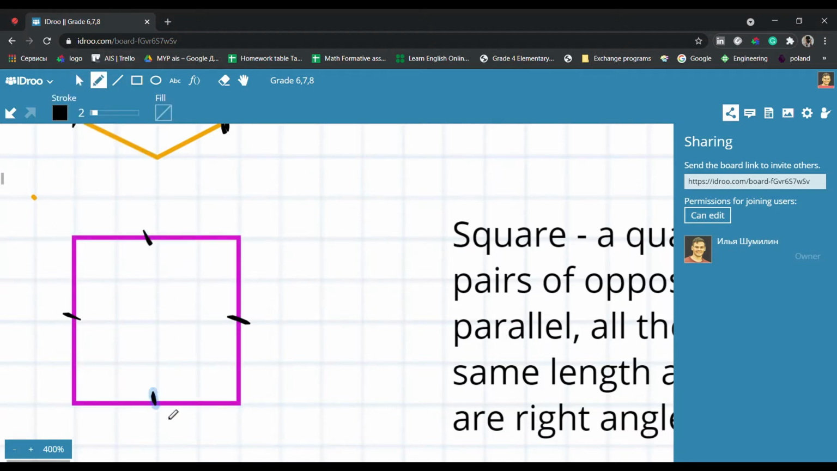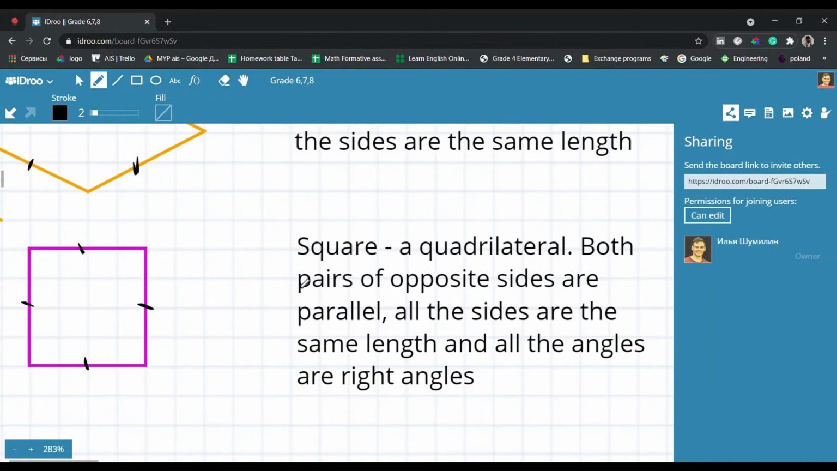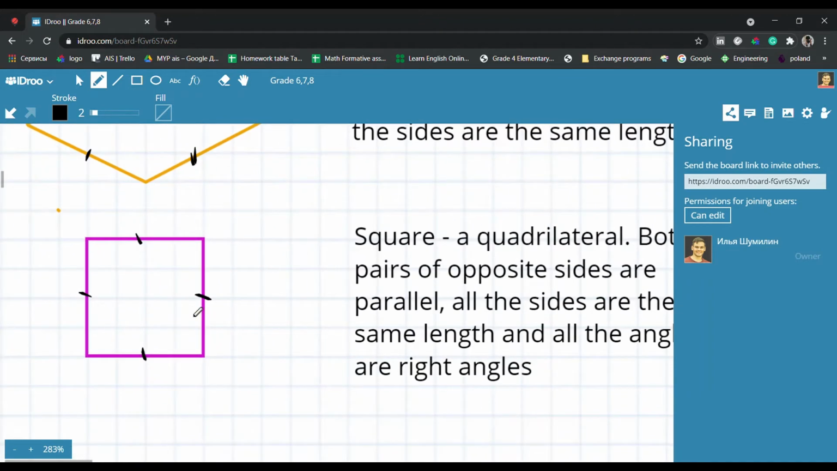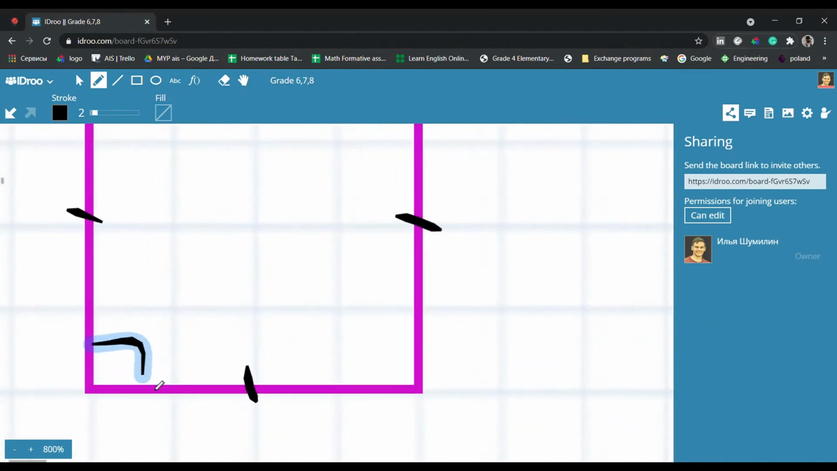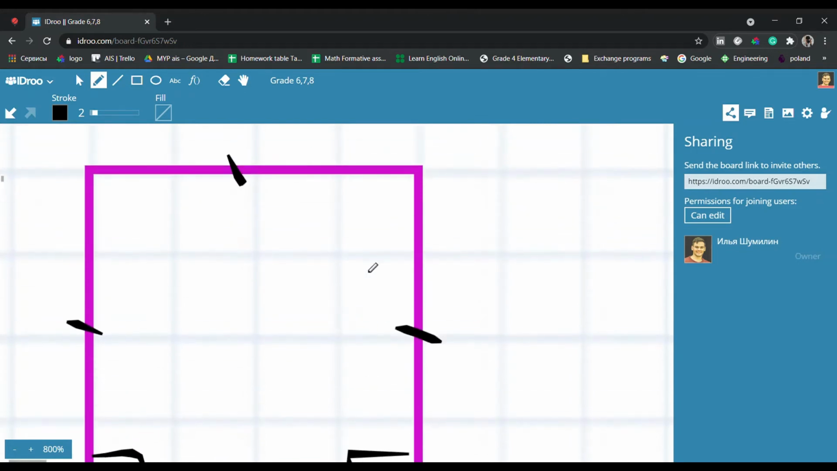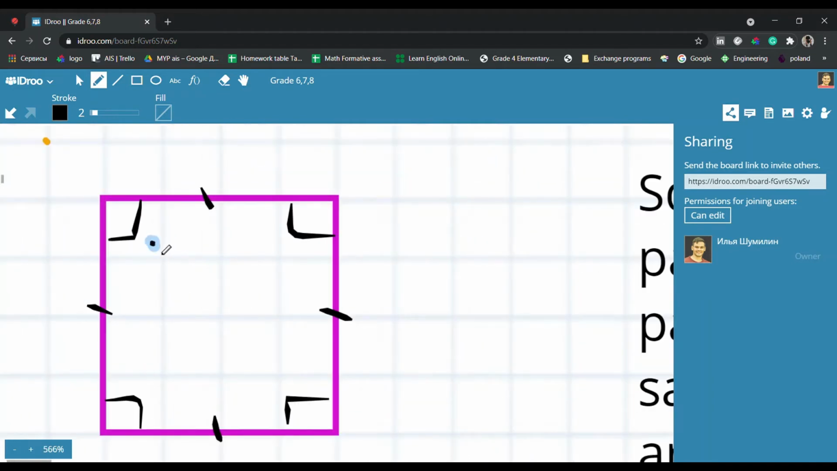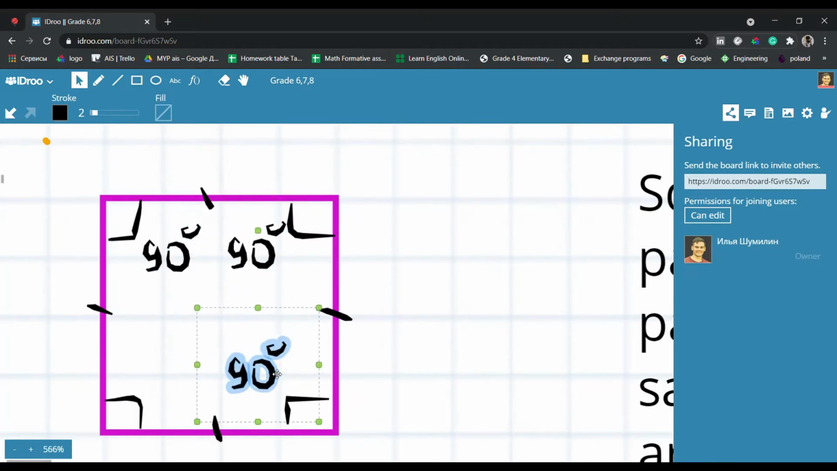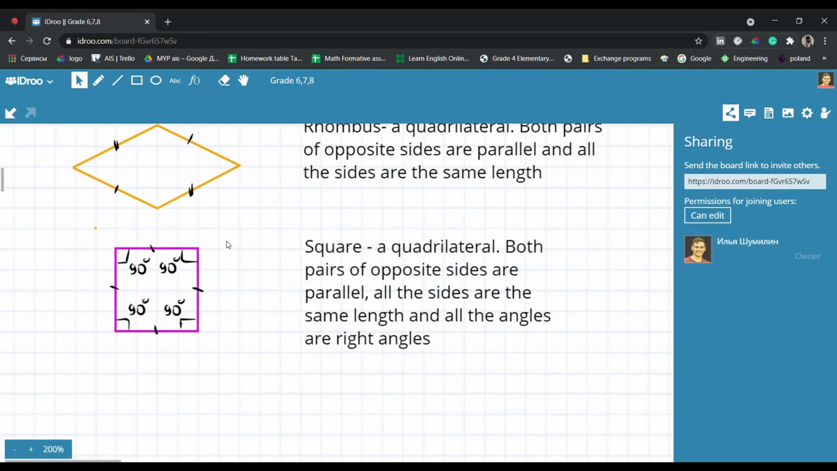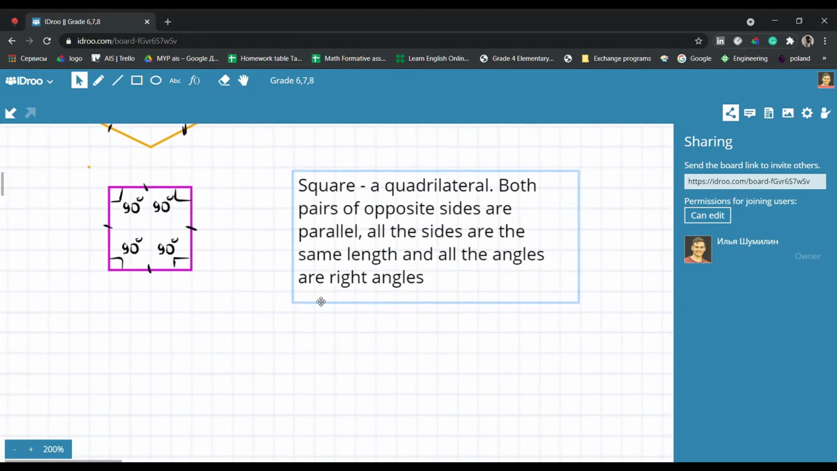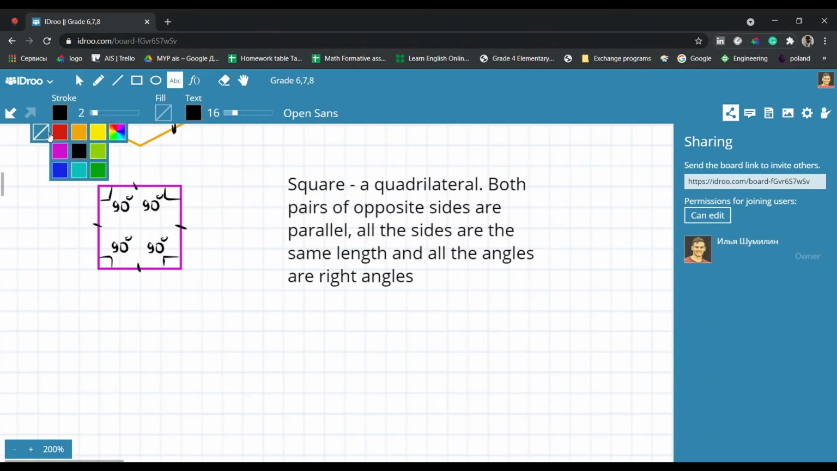I need only one mark on each side. And all the angles are right angles. I have a special sign for the right angles too. Look at this. This is a 90 degrees angle. 90 degrees. I'd love to write it here. 90, and also I can copy that. Good, good, and the last one, good. 90 degrees.